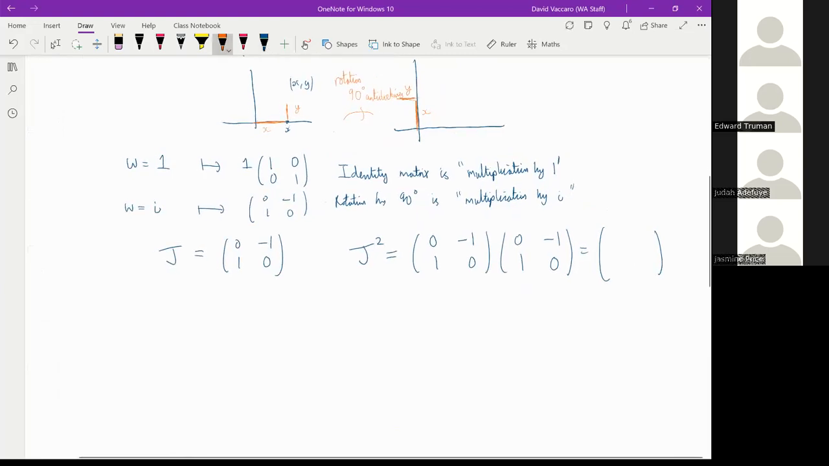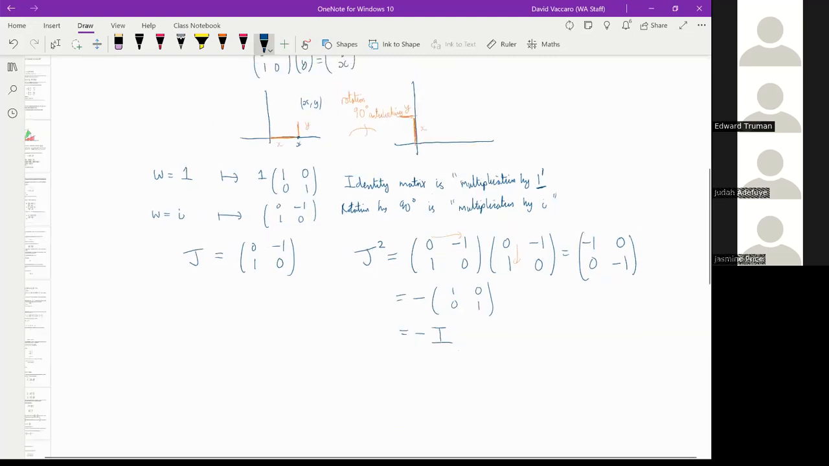Okay, so let's multiply out the matrix. So this row and this column gives me negative 1. The second place is 0. This place is 0. And this bottom corner is negative 1. That's negative the identity matrix. But the identity matrix is the matrix that we're thinking of as being like the number 1. So this matrix, 0, negative 1, 1, 0, is the square root of negative the identity matrix. So this matrix is the square root of negative 1.